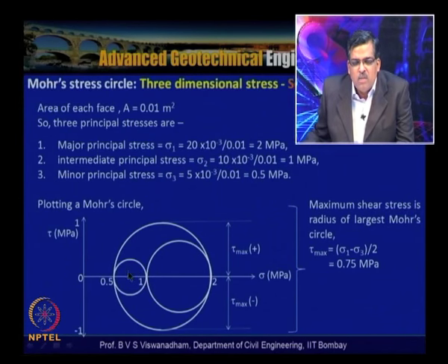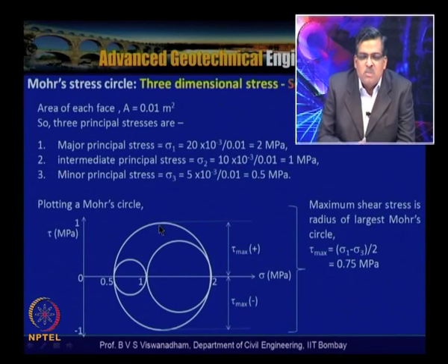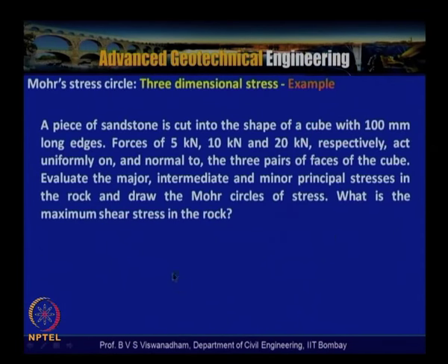So if you look into this, the maximum shear stress given by this circle is 0.25 megapascals, and this one is 0.5 megapascals. However, this circle, which has 0.75 megapascals as the radius, yields the maximum shear stress the element is subjected to, about 0.75 megapascals. So what we have done in this problem is, by knowing the forces subjected to the cubical sandstone piece, we have calculated the major, intermediate and minor principal stresses, and then we have drawn the Mohr circles of stress and found the maximum shear stress in the rock piece.